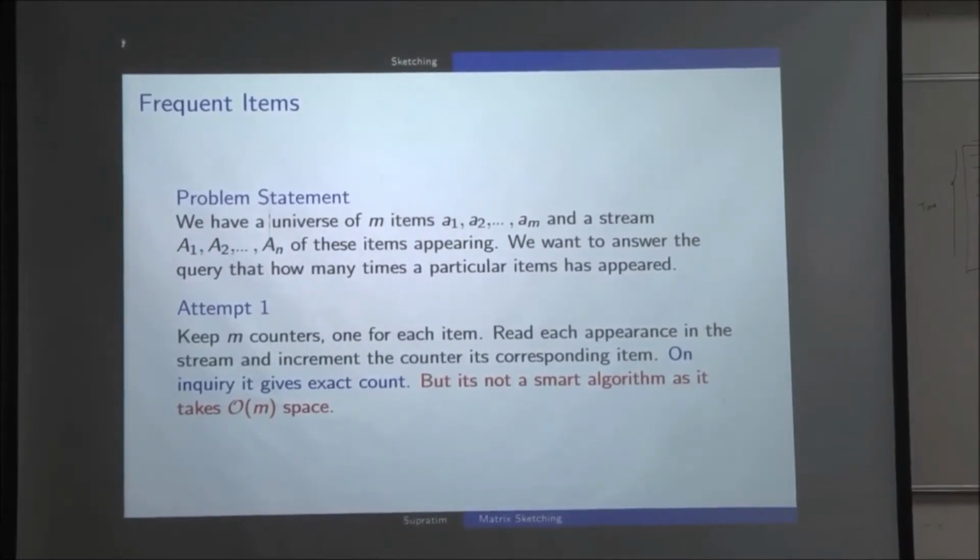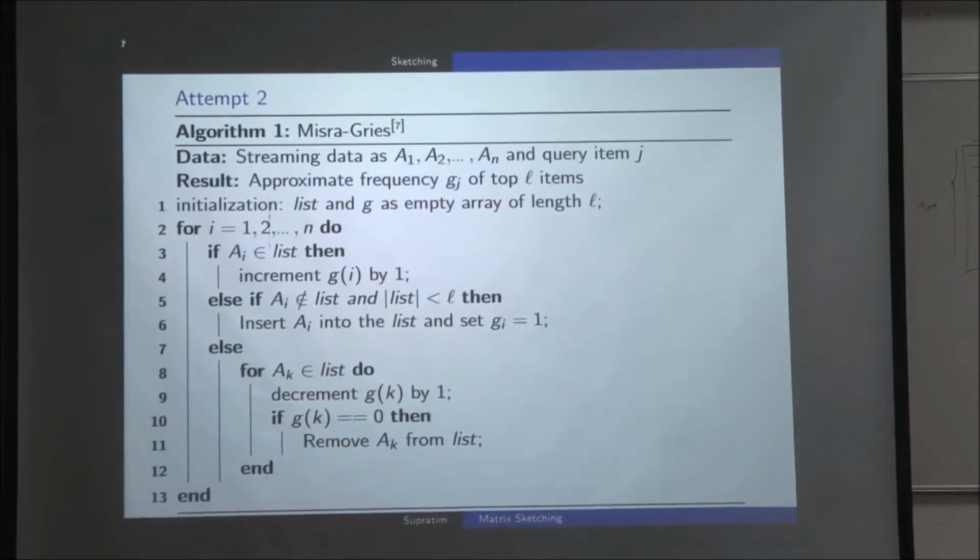Maybe if our motivation is not to know the exact frequency of all the items, rather let us get to know the frequency of the top L items in the stream that we have. For this problem, Misra-Gries gave an algorithm in the year 1982. The algorithm goes like this: instead of m counters, here we will have L counters.